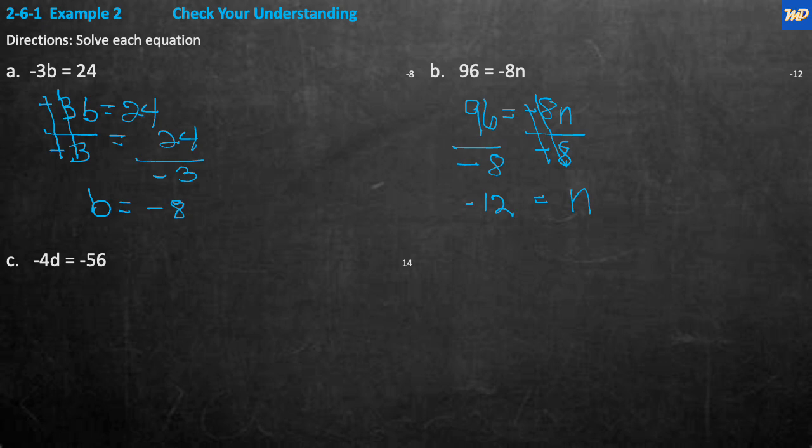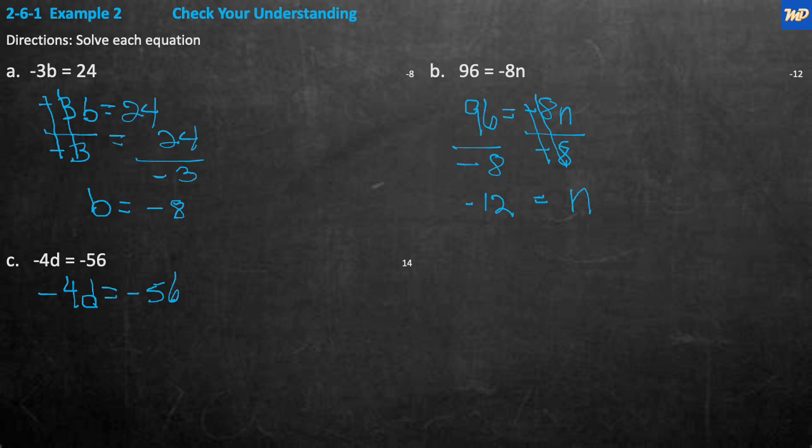C. Negative 4d is equal to negative 56. So this one's a little different in that we have two negative signs in this. No big problem, just two negative signs to deal with. And as before, we need to get the d by itself, and the d needs to be a positive 1d. In order to do that, we need to divide both sides or multiply both sides by the inverse of negative 4. And I'm going to multiply by the inverse this time.